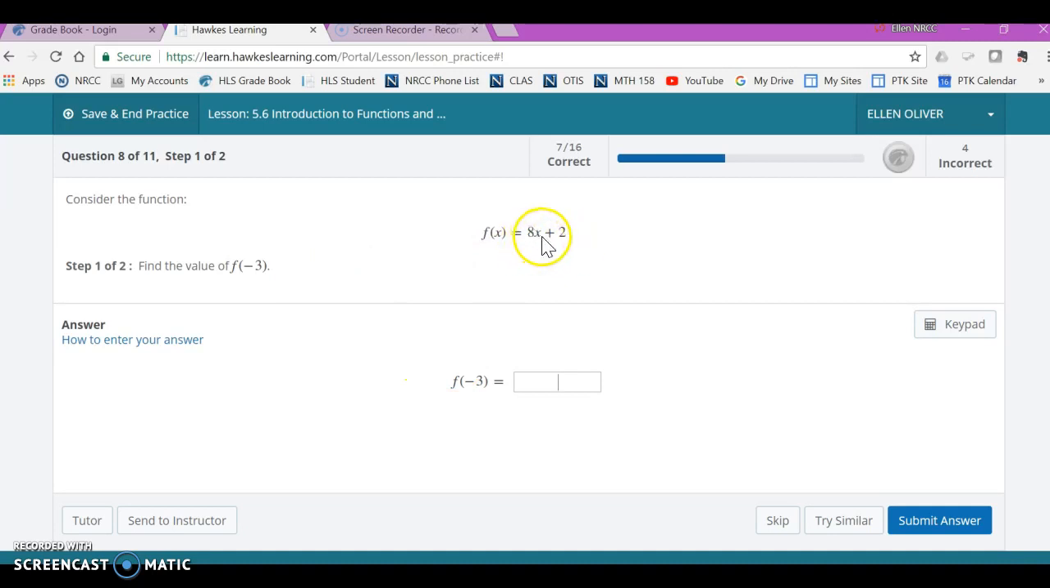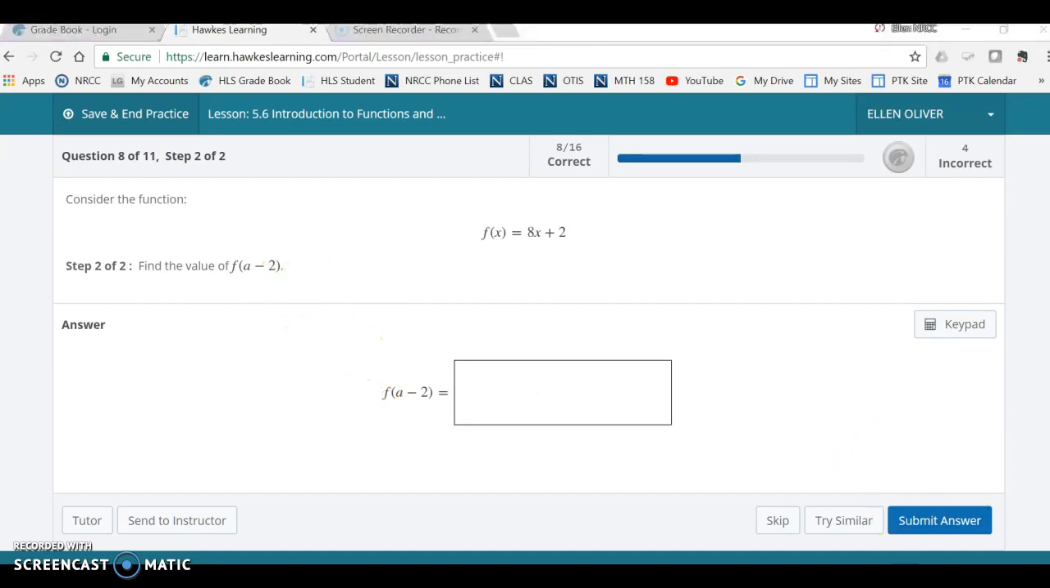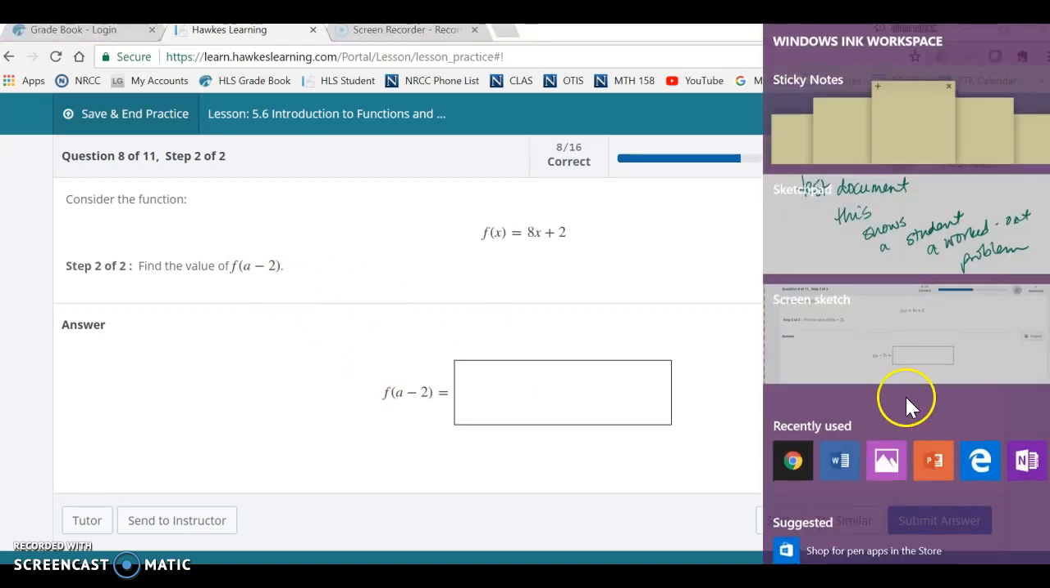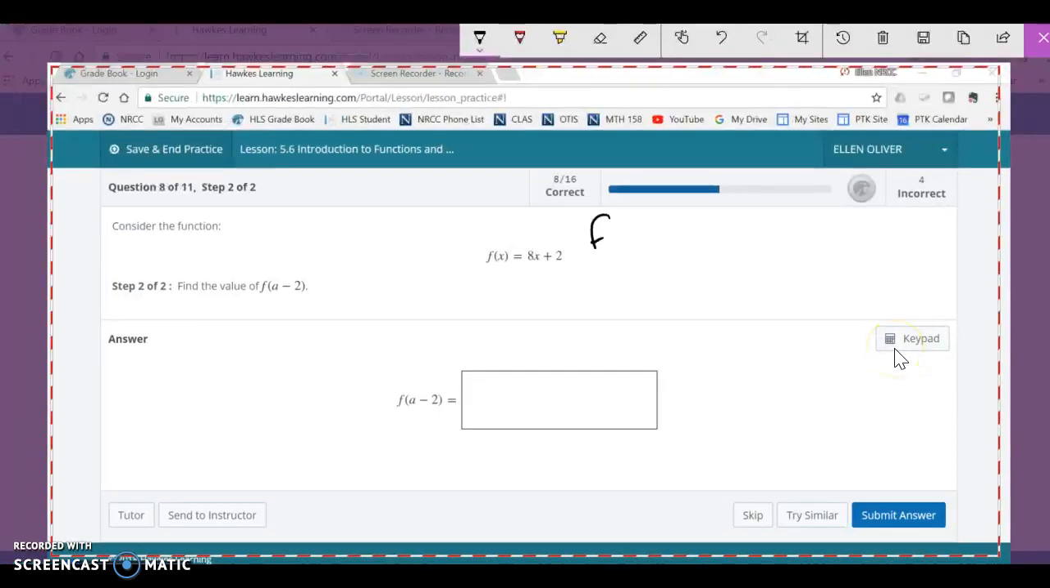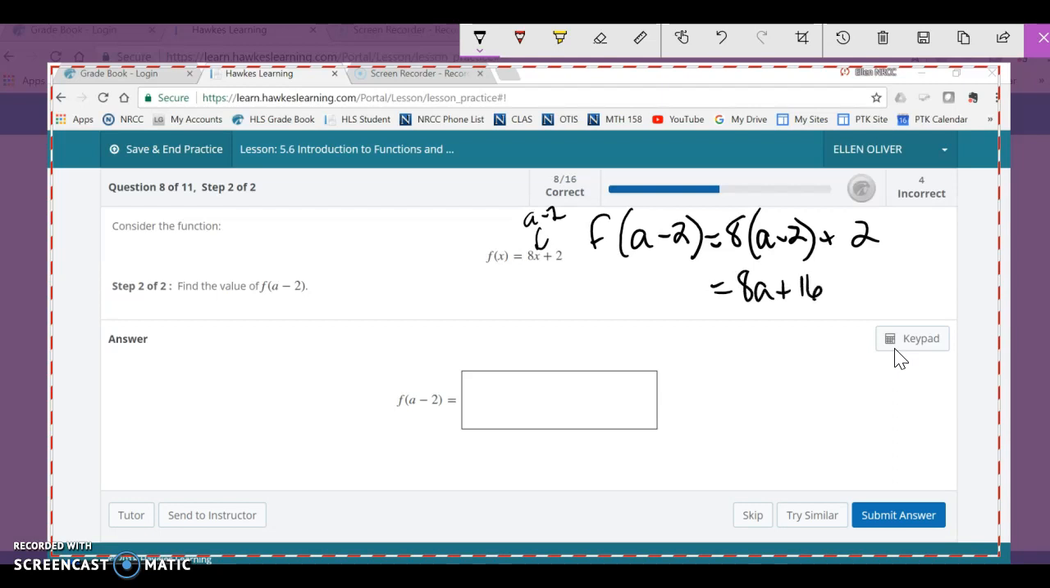Negative 3, 8 times negative 3 is negative 24, plus 2 is negative 22. A minus 2, so I'll do another one of these where you plug it in, and then you just have to simplify. So f of a minus 2 is 8 times a minus 2. I'm just replacing x with a minus 2. So distribute: 8a plus 16. Sorry, that's a minus. Plus 2. So that simplifies to 8a minus 14.